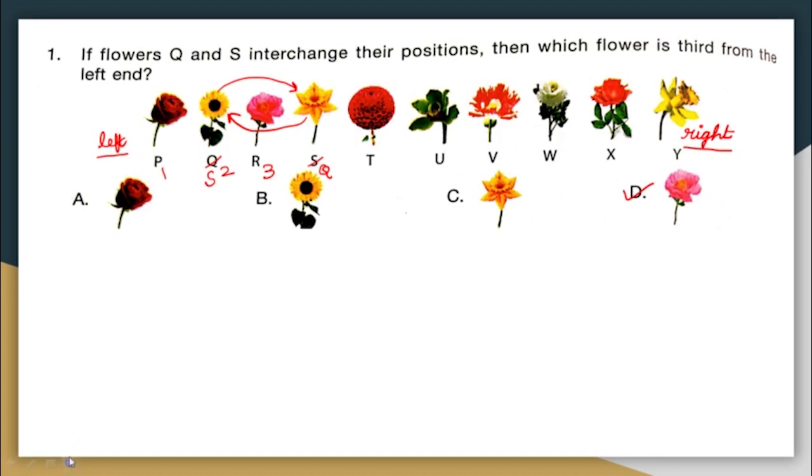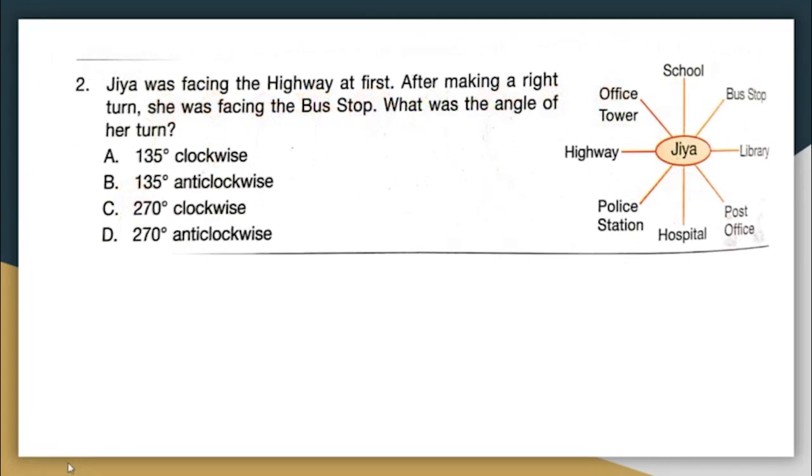Now let's look at the next question. Gia was facing the highway at first. After making a right turn, she was facing the bus stop. What was the angle of her turn? So how will you solve this?